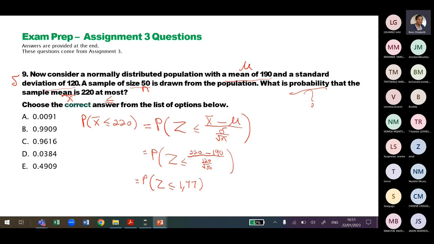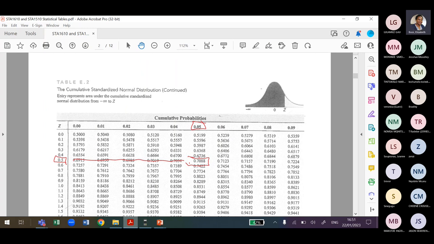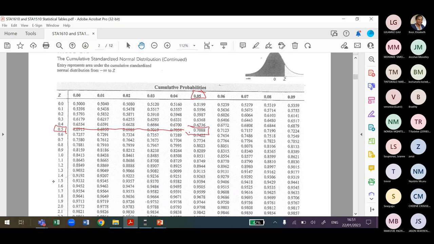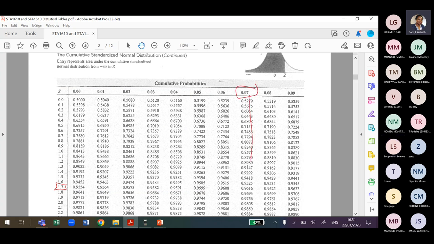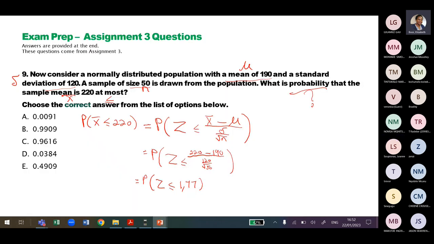So where do we go? To the table, on the positive side of the table, and look for 1.77. 1.7, and 7. Where they both meet, that's the answer we are looking for, which is 0.9616. Because we're looking at the probability of Z less than a value, the value we find on the table is the value we are looking for.